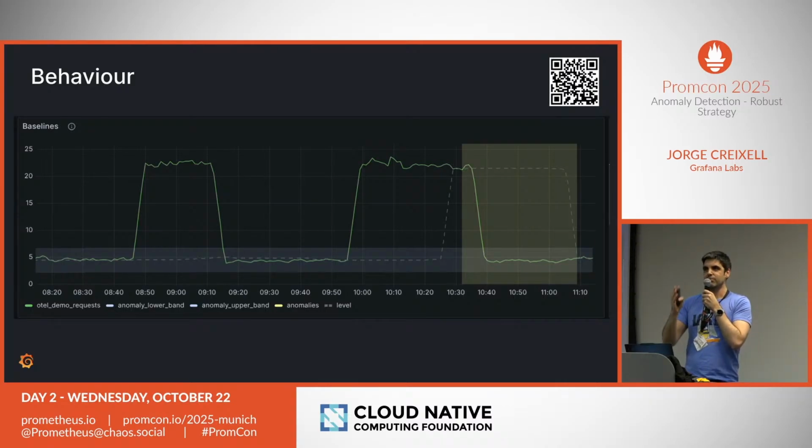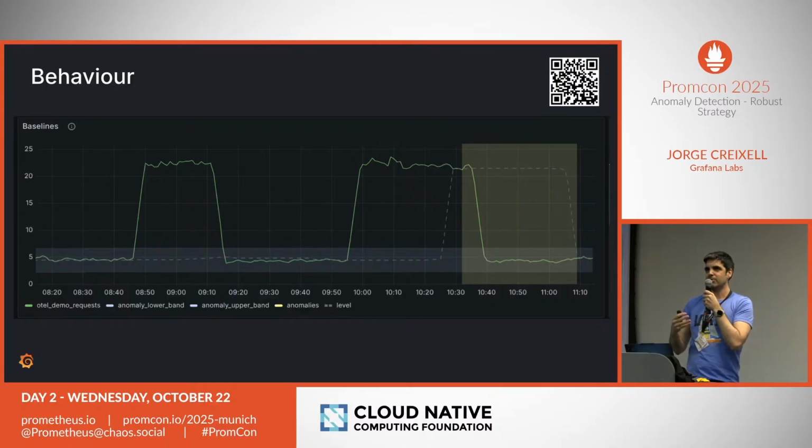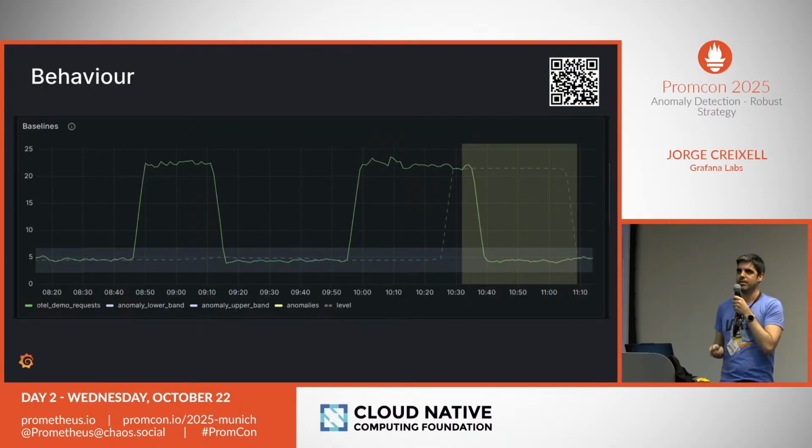In the second spike, it was more sustained, and it was actually long enough that it pushed the level outside of the bands, and in that case, we actually fired an anomaly. And you can see it's a bit behind your metric, so it's a bit delayed compared to your metric, and it also fires for longer, until it goes down again.